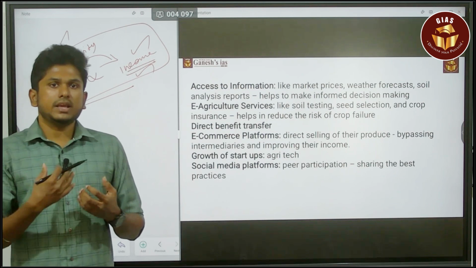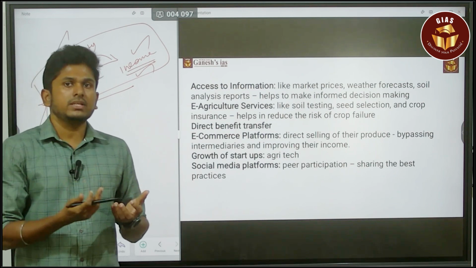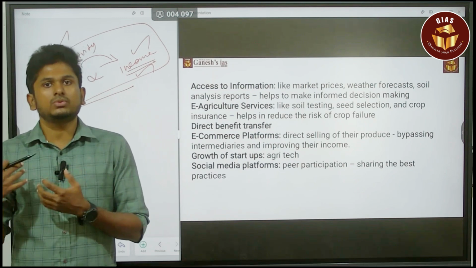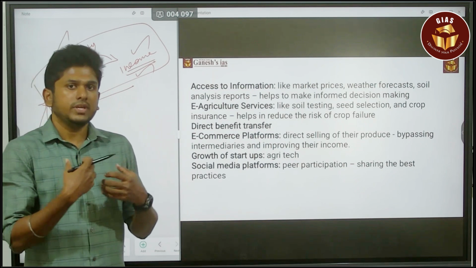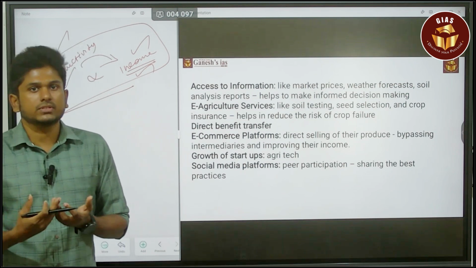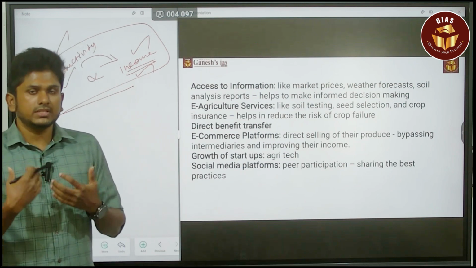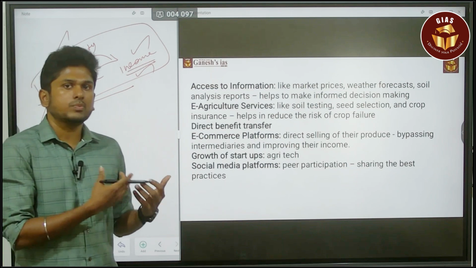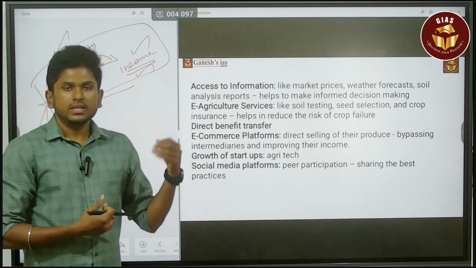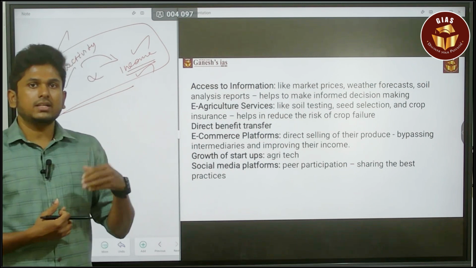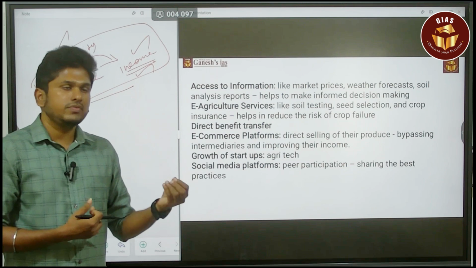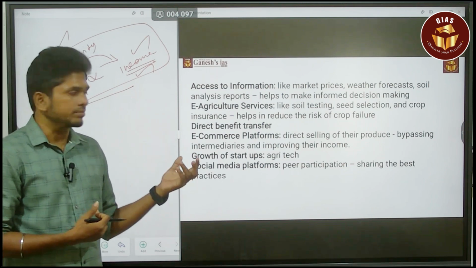So they can easily access banking services, they can easily get their money in their bank account, and they can withdraw their money through ATMs or through various other means like POS machines with Aadhaar enabled services. So all these things happened due to this Digital India program. Next, e-commerce platform. In an e-commerce platform, the farmer can directly sell their produce, so that is also a benefit given by this Digital India program.